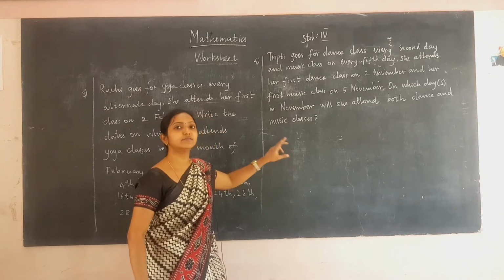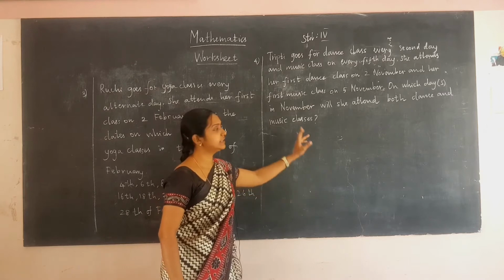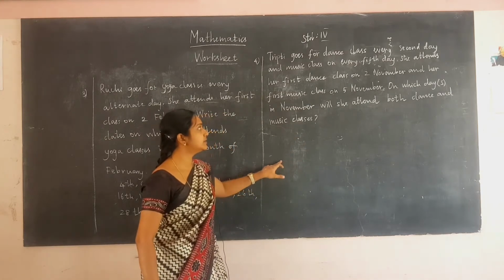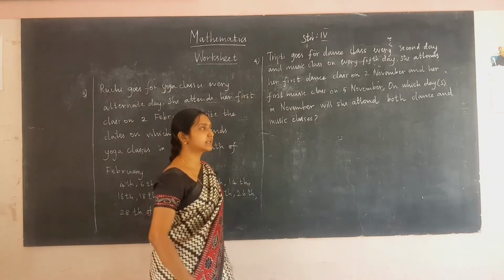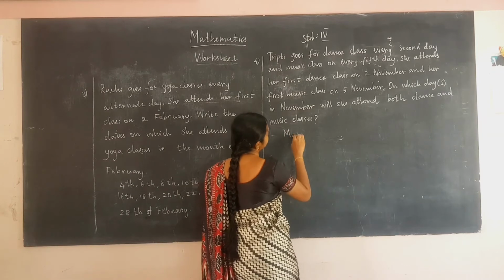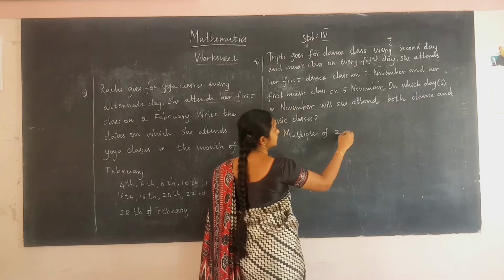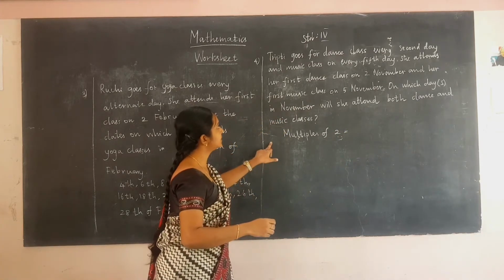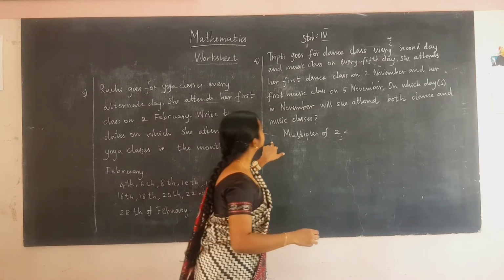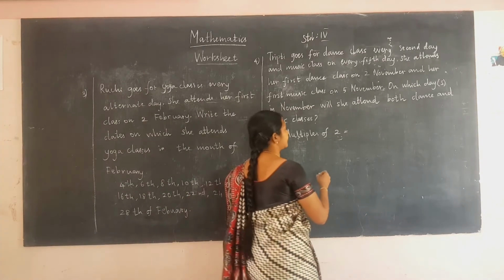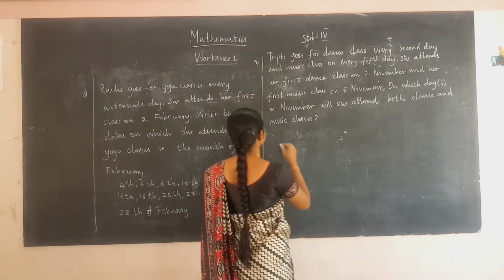It is nothing but we have to find the multiples of 2 and multiples of 5 and we have to find the common multiples. The common multiples will be the days when she will attend both dance and music class. First write the multiples of 2. Multiples of 2 means days she will attend dance class. So we can write it as days she attends dance class.